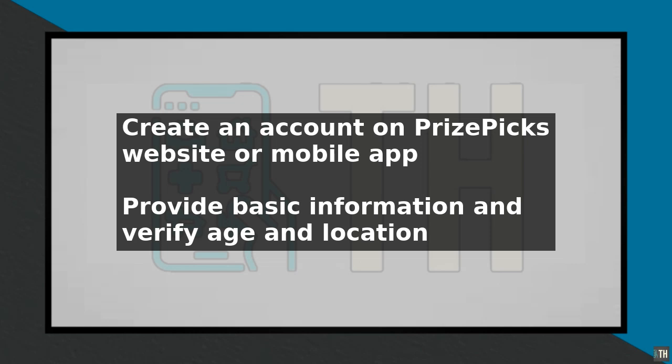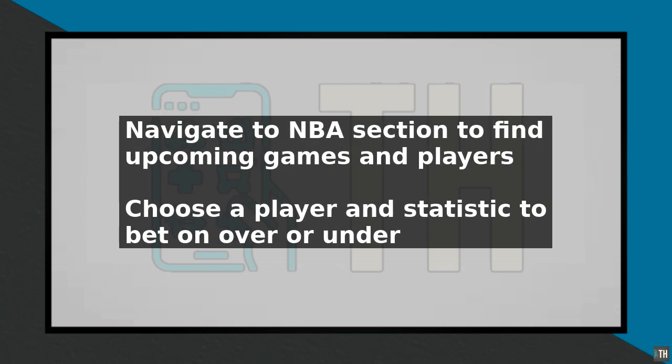Once your account is set up, navigate to the NBA section of the platform, where you will find a list of upcoming games and available players to choose from. Each player will have a set of projected statistics, such as points, rebounds, or assists, along with over or under options for each stat. Choose a player and a statistic you are interested in. Then decide whether you think the player will perform over or under the projected value.